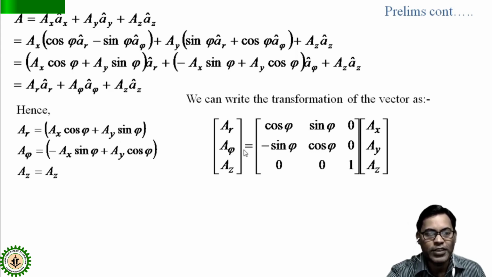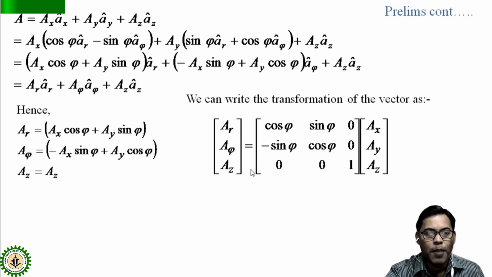Now Aφ equals minus sin phi Ax plus cos phi Ay, and the 0 into Az will be 0. So this term is valid. Az equals 0 into Ax plus 0 into Ay plus Az, so Az will be equal to Az here. Now if you remember this form, then it will be easier to transform a problem from the Cartesian coordinate system to the cylindrical coordinate system.